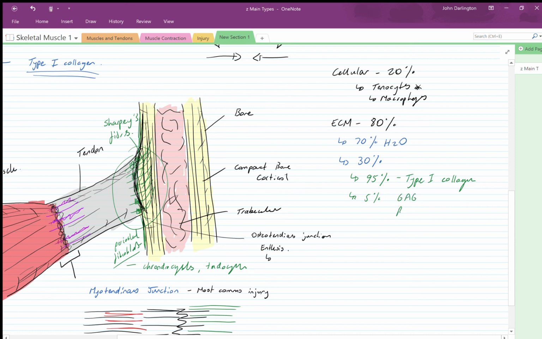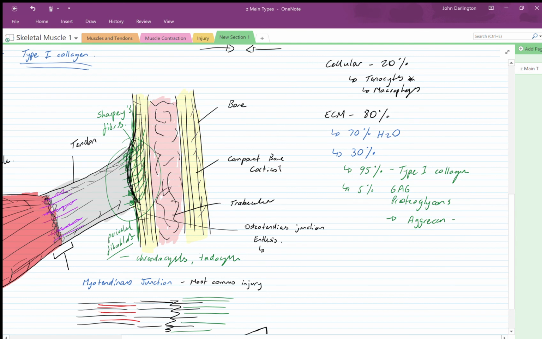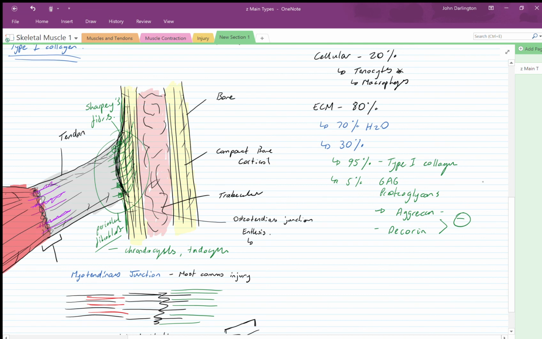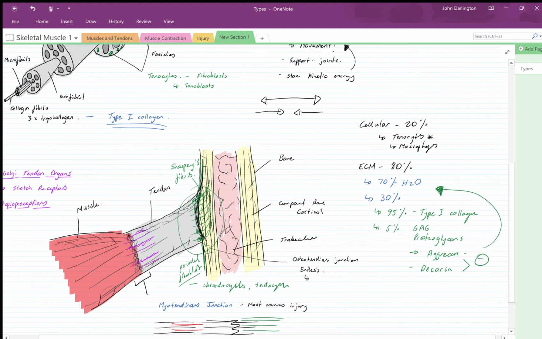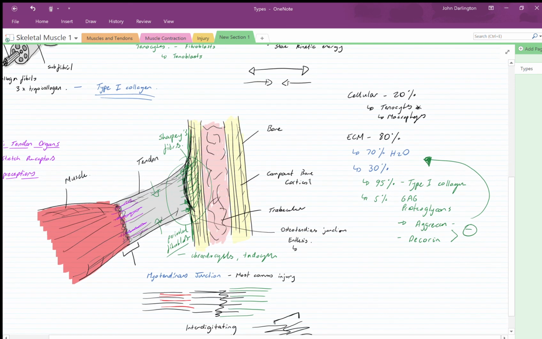And the other 5% is made up mainly of glycosaminoglycans and proteoglycans. Notable ones to mention would be aggrecan, which, if you remember, has hyaluronic acid and chondroitin sulfate and such attached onto it, and also decorin. Now, these are very negatively charged molecules and so help to draw in water and keep it all nicely hydrated, and also add a lot to the fibroelastic properties of the tendon, giving it a bit of squishiness to the sides, but also helping to maintain its shape.